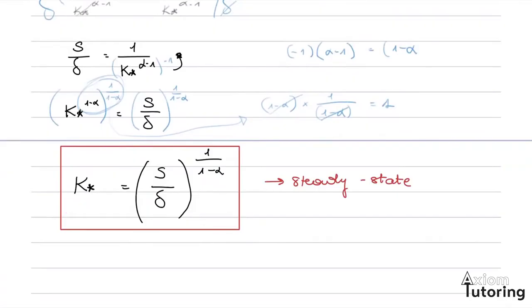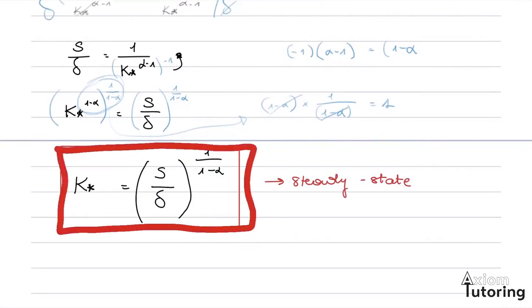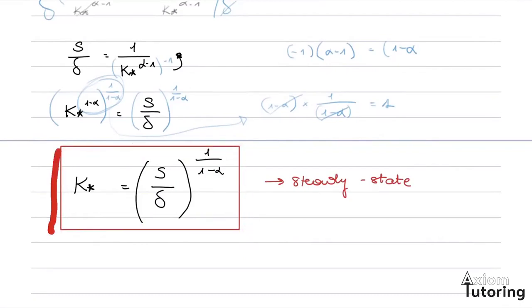And this equation can usually be applied with numbers as well. And thanks to it, we can also derive the output per worker in the steady state. But this is something we're going to do in a subsequent video.